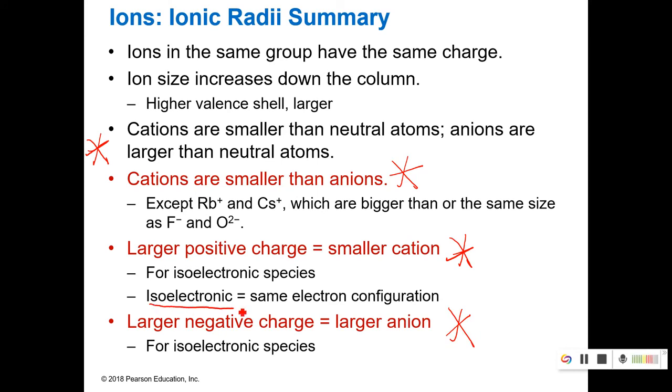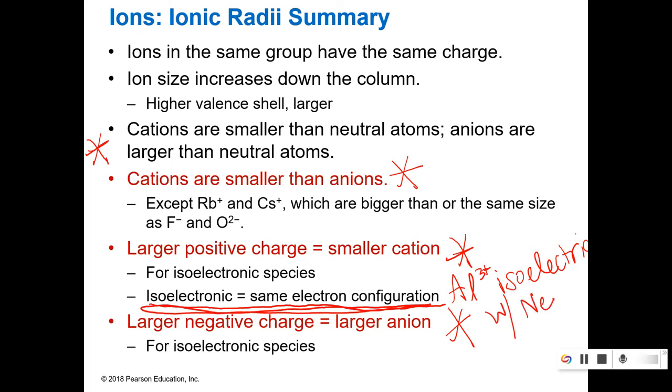Okay, I do want to talk about isoelectronic because I am going to start using that term. Isoelectronic means they have the same electron configuration. So when we just did aluminum 3+, remember I said it lost 3, so it looks like it has 10 electrons. So it's isoelectronic with neon because according to its electrons, it looks like neon.